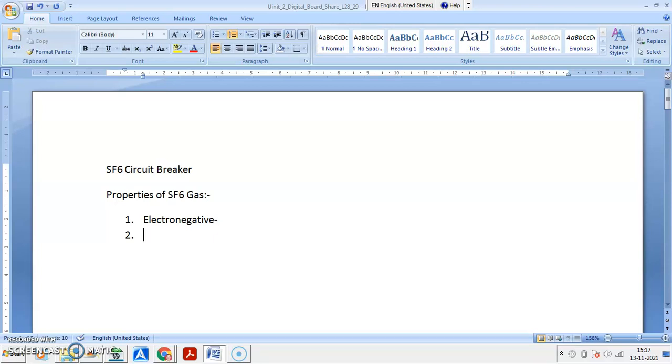Then another thing is that in an SF6 gas circuit breaker, arc time is low. Why? Because of the electronegativity, the deionization takes place very fast, and therefore the arc gets extinguished earlier, because the rate of rise of dielectric strength of SF6 gas inside the circuit breaker is very high.